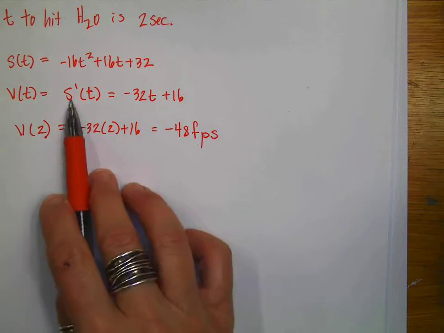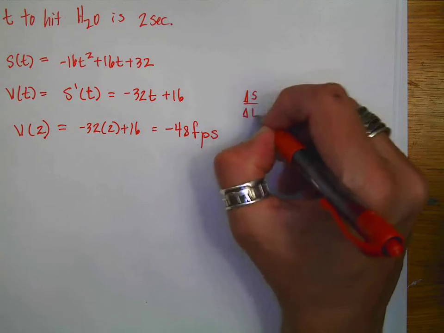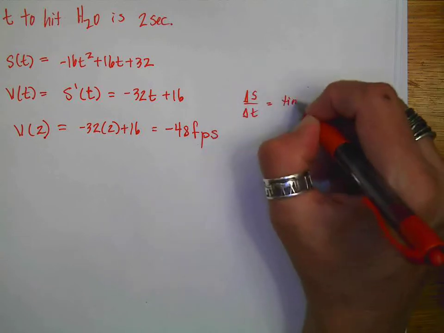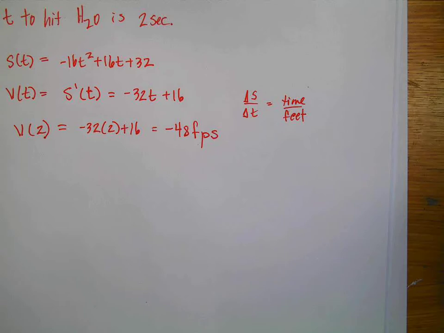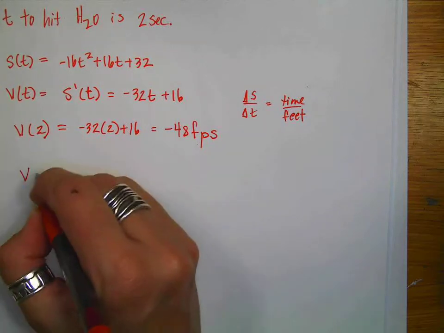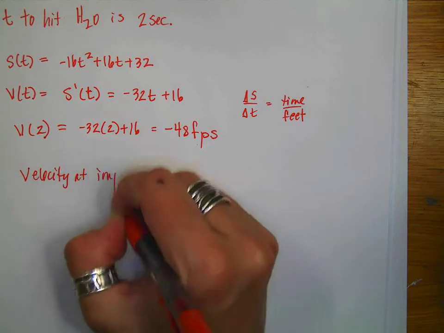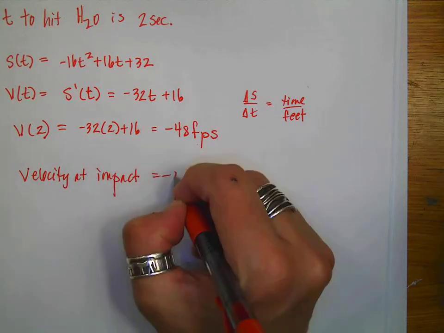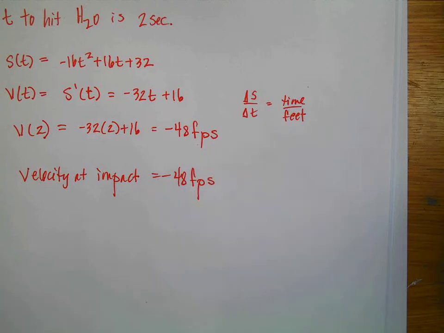And remember, if you don't remember how to get the units, I'm taking the derivative of position. So it's going to be delta s over delta t, which is feet per time. That's really crappy grammar, but we get the general idea. So then the velocity at impact is negative 48 feet per second. And then we would have answered both questions.